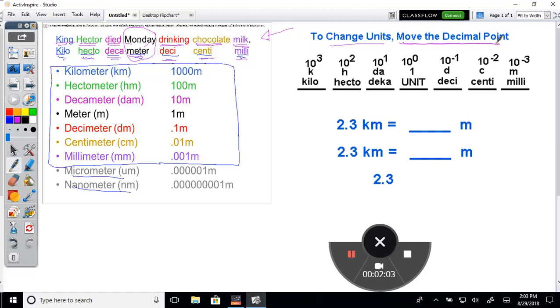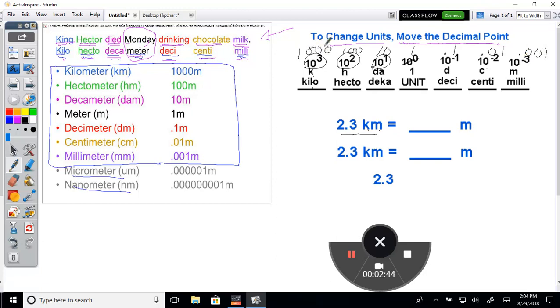Let's do this example. Here, we have 2.3 kilometers. Kilo. Okay. If we start on the kilo, kilo means we have 10 to the 3, so that means 1,000. Hecto means we have 10 squared, so that is what? 100. Deca means 10 to the 1, so that is a 10. Unit, 10 to the 0, is just 1. 10 to the negative 1 means 0.1. 10 to the negative 2 means 0.01, and 10 to the negative 3 means 0.001, 3 decimal places back.